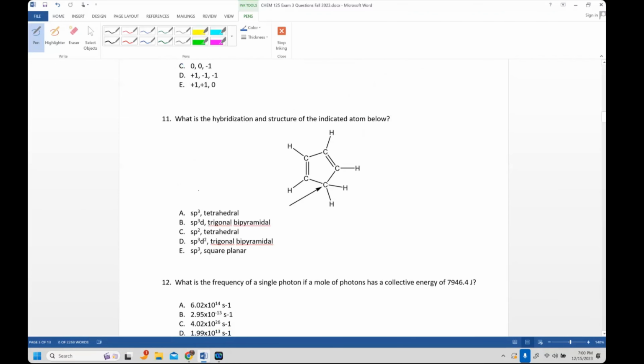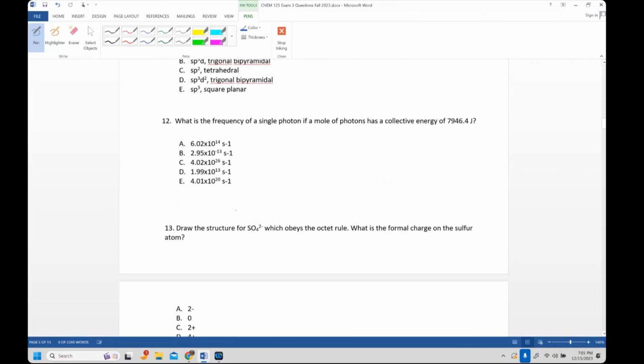Okay. So what is the hybridization and the structure of the indicated atom below? We have a carbon which has 4 single bonds to it. What that means is it's sp3 hybridized. And we know that it is tetrahedral because it has 4 single bonds, 4 atomic groups attached to it. So it's tetrahedral. So A, sp3 and tetrahedral.